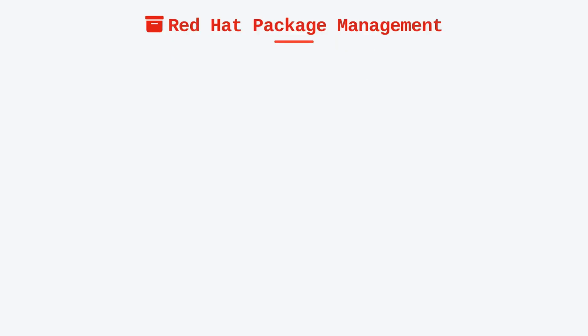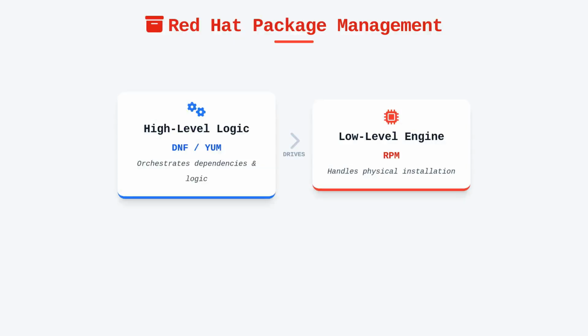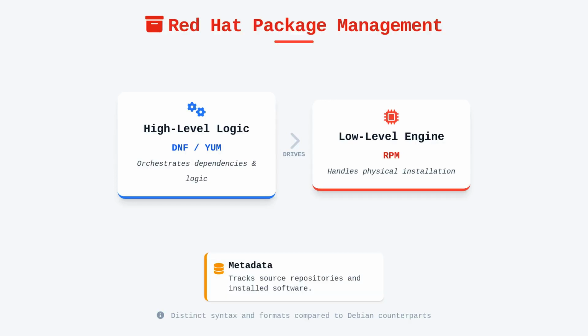Conversely, Red Hat-derived systems utilize the RPM package manager as their low-level engine, while DNF, or its predecessor Yum, handles the high-level logic. While the fundamental concepts remain the same, the command syntax and the internal package formats differ significantly from their Debian counterparts. DNF maintains its own metadata about installed software, tracking which repository provided a package and verifying it against digital signatures to ensure integrity.